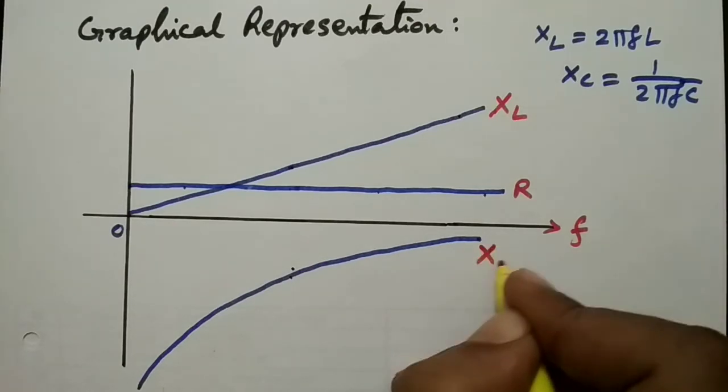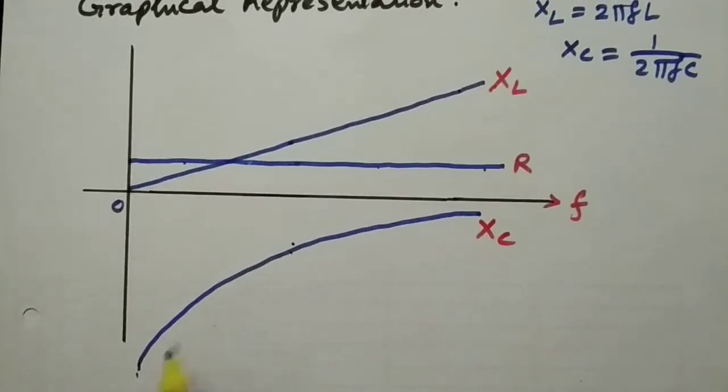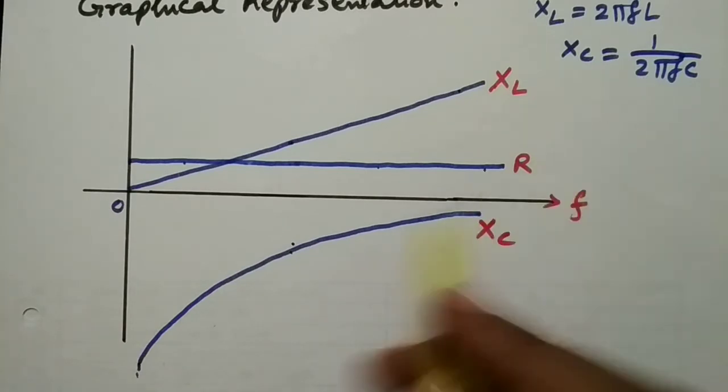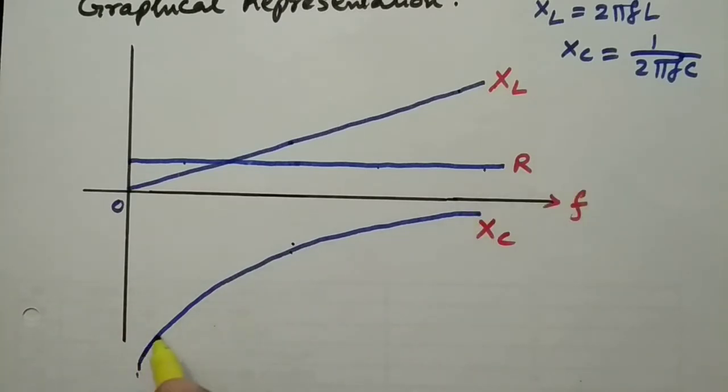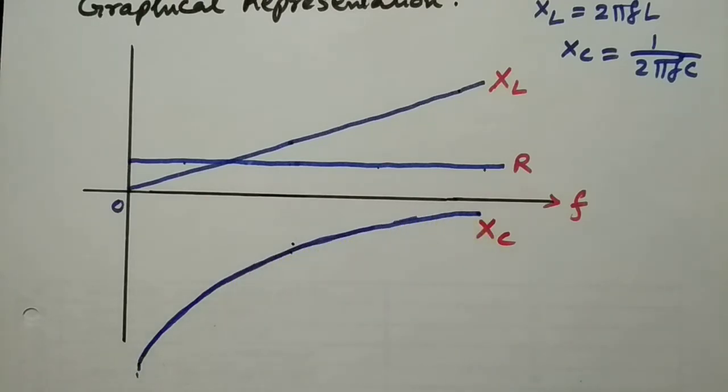That means when the frequency is very low, or it is 0, the XC is almost infinity. And as the frequency is gradually increasing, the capacitive reactance will be gradually decreasing. So this is the nature of the XC.